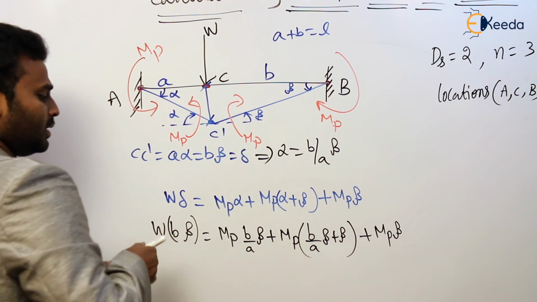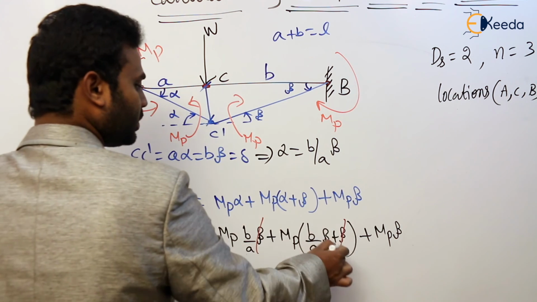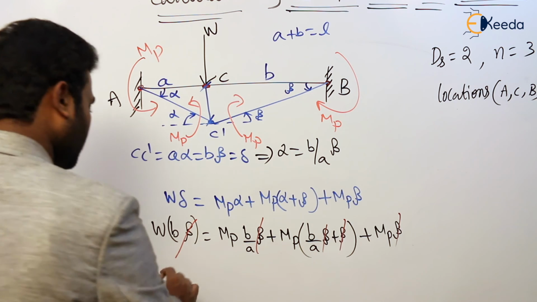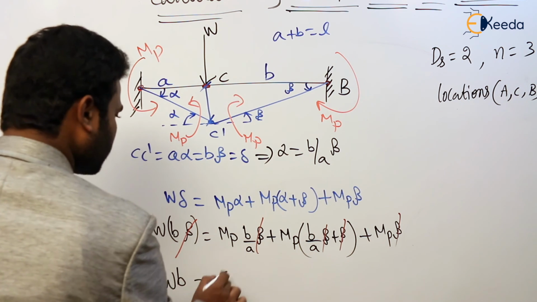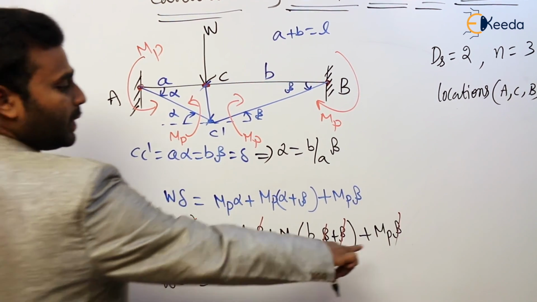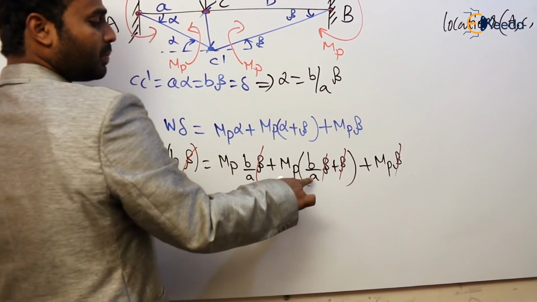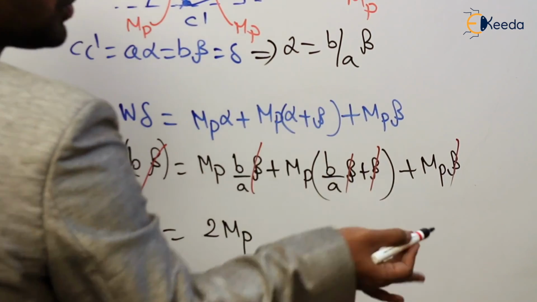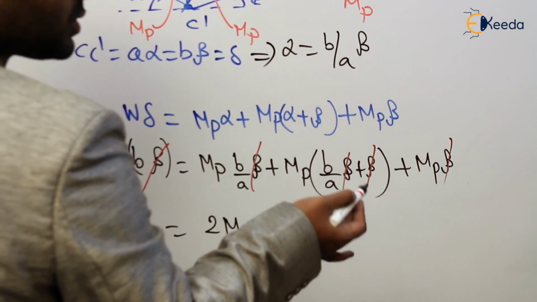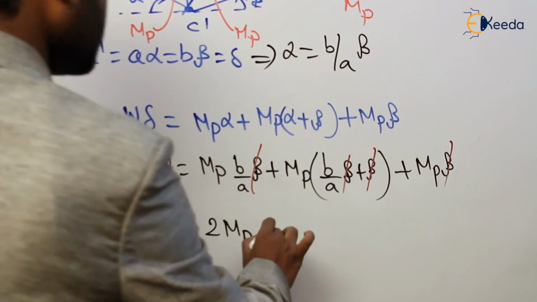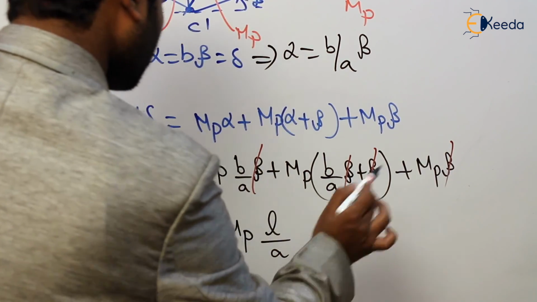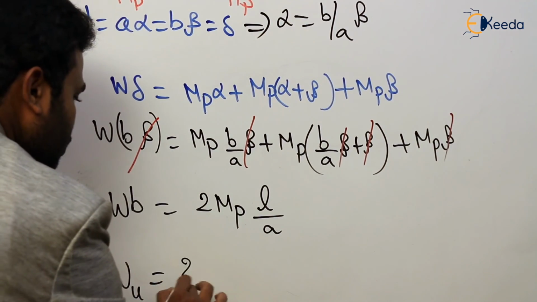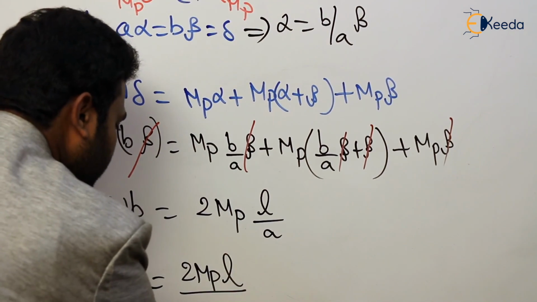Of course we can cancel beta. So after cancelling it, what terms are we left with? We are left with W b is equal to MP (b by a plus b by a plus 1). So it is 2 MP (b by a plus 1). So b by a plus 1 is (a plus b) by a, which means L by a. So finally the collapse load in a fixed beam with eccentric point load is 2 MP L by ab.